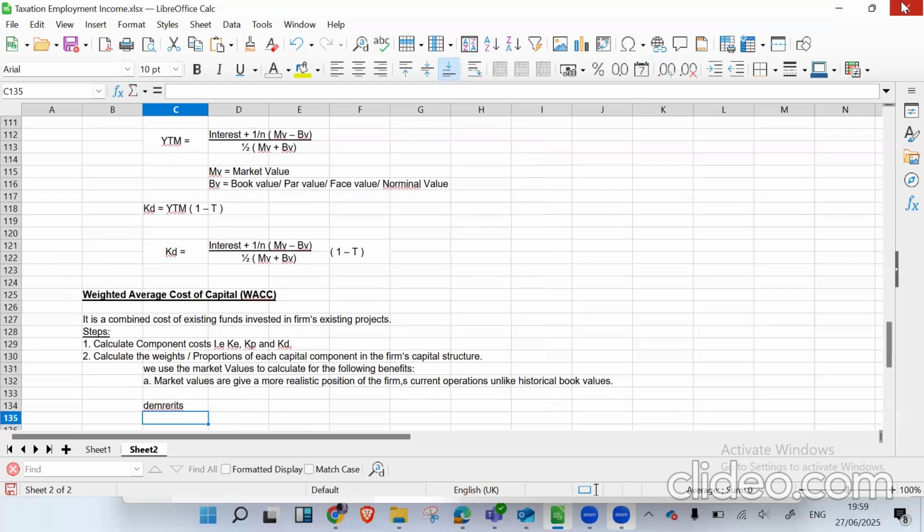So disadvantages or demerits of using market value weights. Number A, they are difficult to calculate and apply. Hiyo ni point ya kupita mtihani, si ati ni ngumu kuzicalculate. They are difficult to calculate and apply compared to book values.